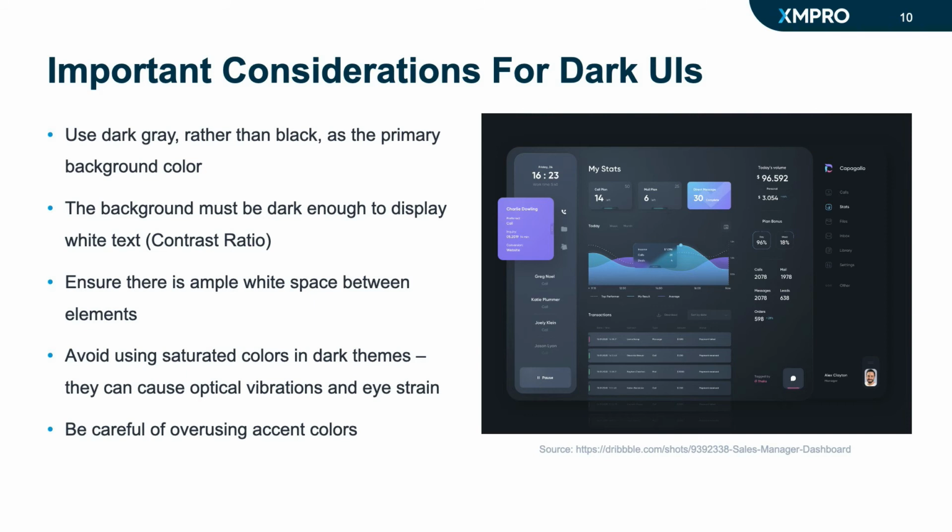You also need to add ample white space, or negative space in this case, between elements to give the design some breathing room. And as I mentioned earlier, you want to avoid using highly saturated colors because they can cause optical vibrations, and you need to be careful of overusing your accent colors on a dark theme.